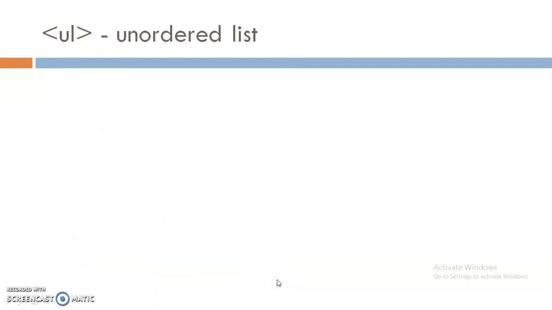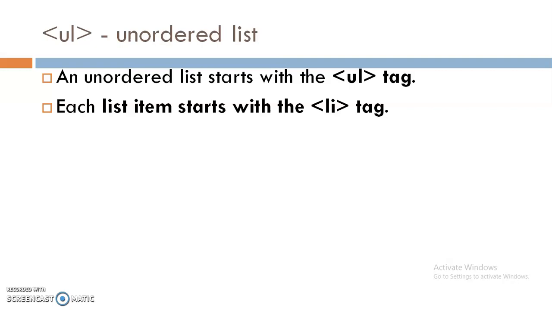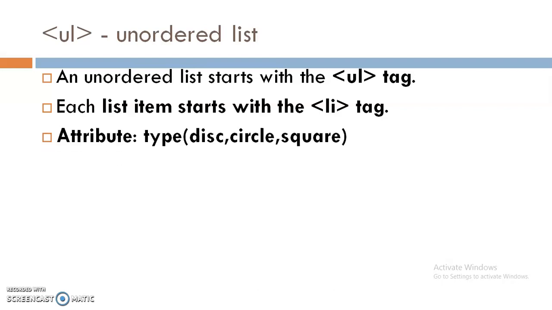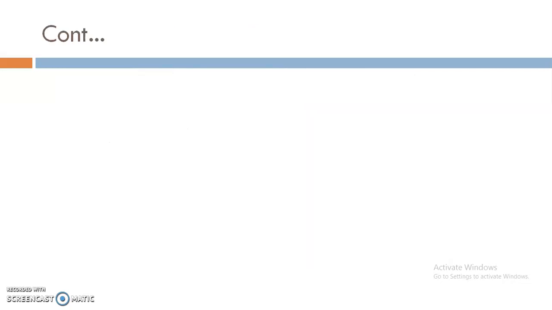Next, unordered list. Unordered list starts with the UL tag, same like ordered list. Here each list item starts with the LI tag. The attribute of unordered list is type. The value of type attribute is disc, circle and square. It means unordered list is created using bullets. By default, the bullet for a list is a small black circle.